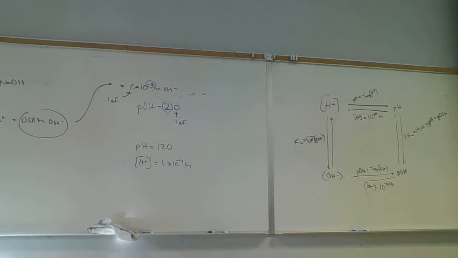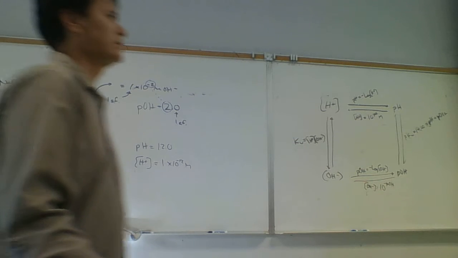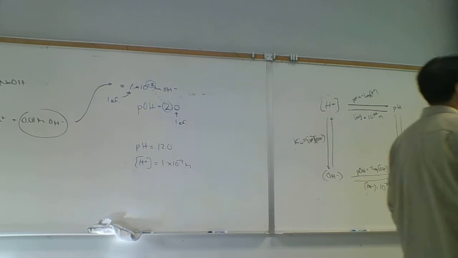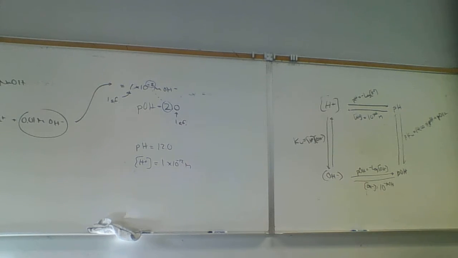That's what they did here. I just did this. I just know that the power function is the negative of the power. I immediately see that they made a mistake here. Do you see what the mistake is? They used just the power. It's supposed to be the negative of the power. And so the pOH shouldn't be minus 2. It should be plus 2 or just 2.